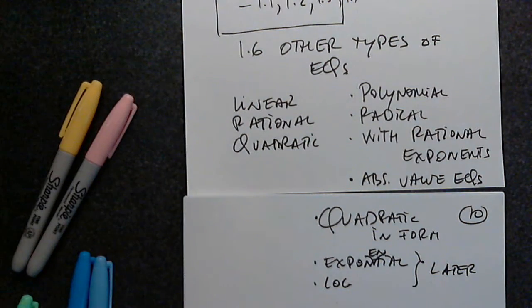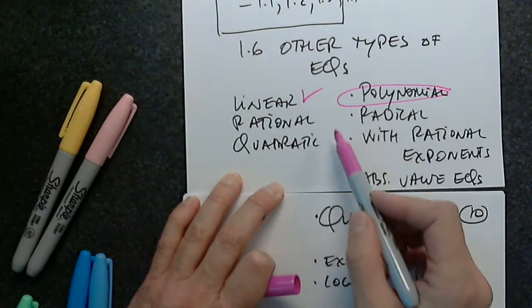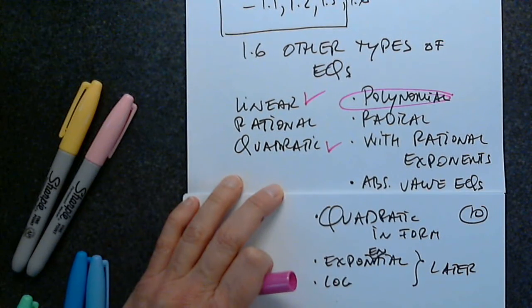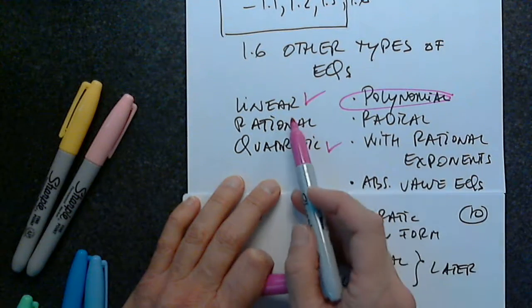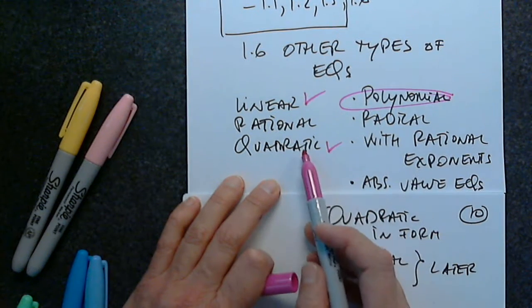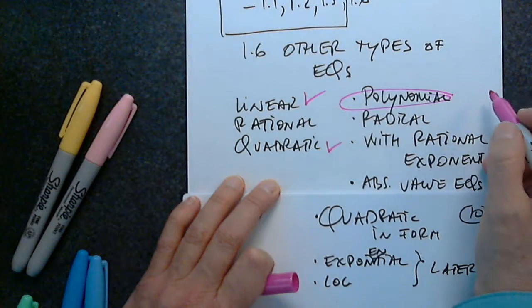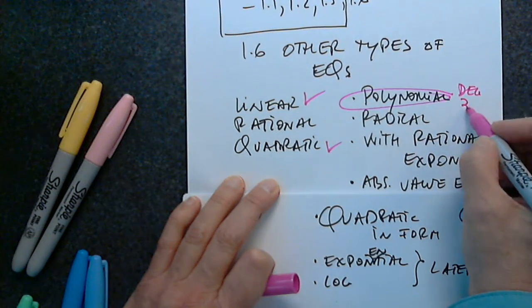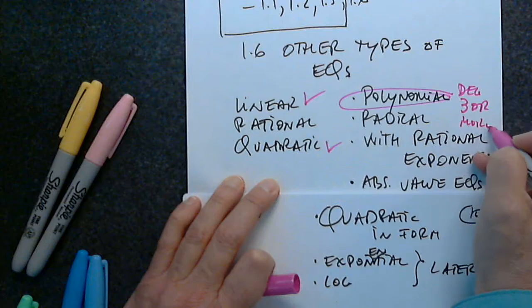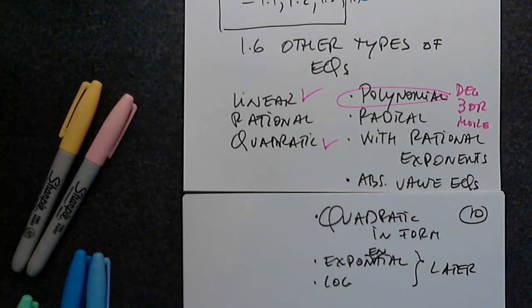So let's start with polynomial. And I expect you to say, wait a minute, what are you talking about polynomial? What about linear and quadratic? Aren't they polynomial? Yes, they are. But when we talk about polynomial, we don't mean linear. We don't mean quadratic. We mean higher degree. Degree 3 or more. This is what we refer to as polynomial equations. When we talk about linear, it's linear. When we talk about quadratic, it's quadratic. But this is higher degree.